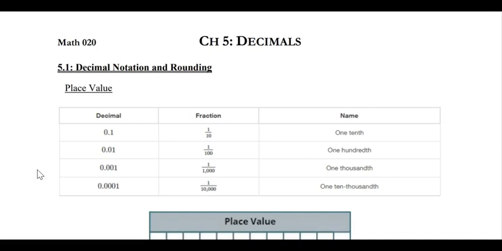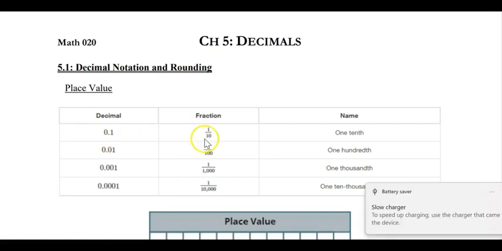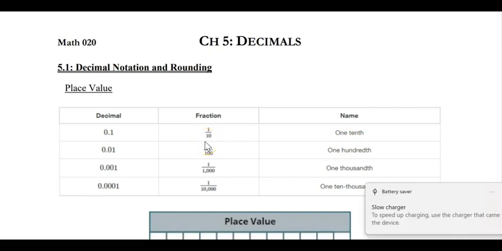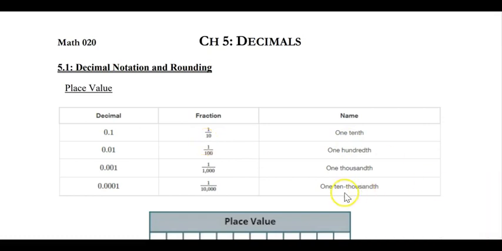The decimal numbers will always have a whole part and a decimal part, and those two parts will be separated by a decimal point. Here are some examples of decimal numbers. You have 0.1. That means it is 1/10 of a number, and as a fraction, it's 1 out of 10.